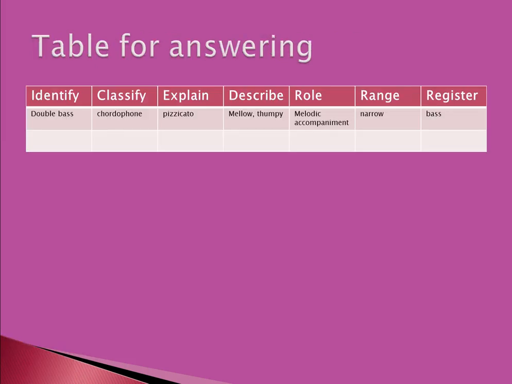So as an example, if you are going to create a table for answering, go for it, by all means, use this one, or you can go for each instrument and then go down each thing. It doesn't matter as long as you have identified your instruments, you've classified them, you've explained how they're played, described how they sound, and you've done the roll, range, and register for each of them. It really doesn't matter as long as you do each of those.